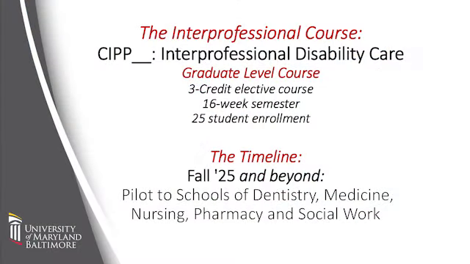So now this is the interprofessional course, and that's the step we're on, and we'll talk about the course in detail. This course is going to be a graduate level course so that all of our schools can take it. We have it in undergraduate nursing, but this will be our dentistry, medicine, nursing, pharmacy, and social work graduate level students. It'll be a 3-credit elective, another 16-week semester, and I believe a 26 student enrollment.